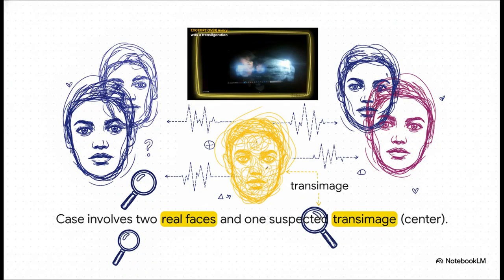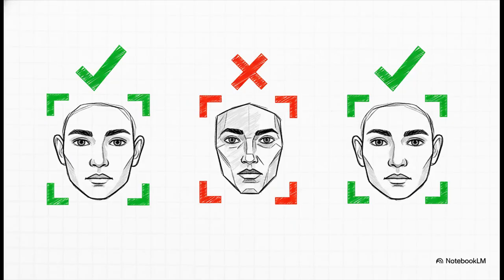The analysis identifies face 1 and face 3 as real people. But face 2, the one right in the middle, that's the suspected transimage. This setup is great because it allows for a comparison between two known subjects and the one anomaly. So before they even got into the really deep analysis, they stumbled on a fascinating little finding. They ran this image through standard facial recognition software, the kind that's designed to find the specific patterns of a human face. It correctly identified face 1 and face 3, no problem, but it completely failed to detect face 2 as a face at all.